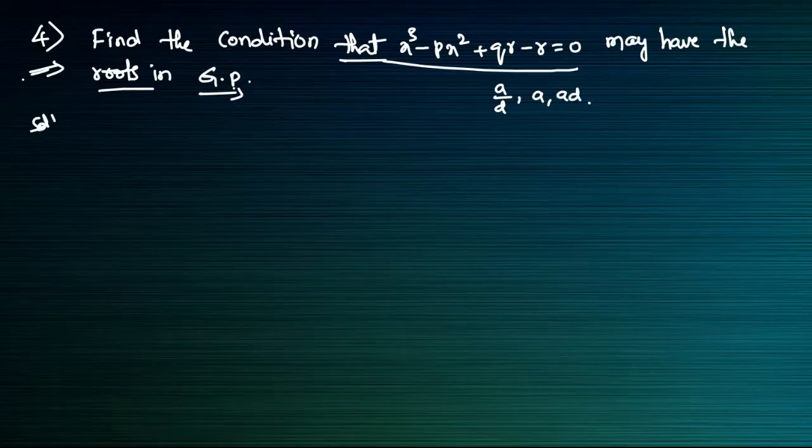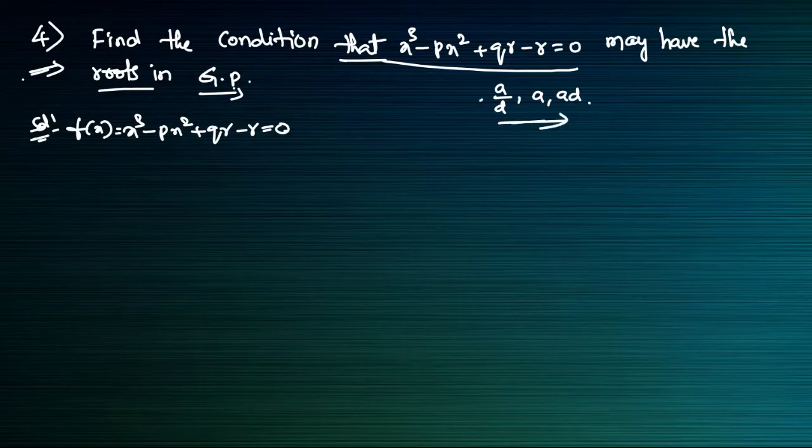Solution: the given equation is x cube minus p x square plus q x minus r is equal to 0. This is f of x. Given that the roots are in the GP, let these roots be alpha, beta, gamma. So S3, which is alpha beta gamma, is equal to minus d by a, from a b c d. So a by d into a into a d is equal to minus d by a.